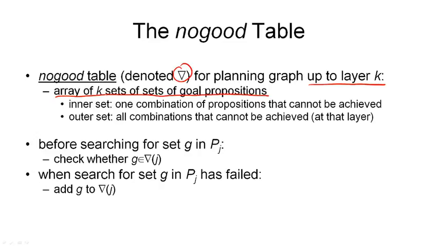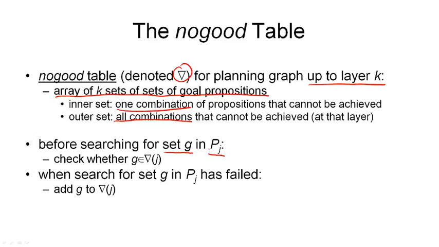And then in each layer we have a set of goal propositions. The inner set is one combination of propositions that cannot be achieved. So that effectively is a sub-goal, one search node that we've looked at before. The outer set are all the combinations that cannot be achieved at that specific layer. And there are really only two types of operations we need to do on this data structure, namely, before we are searching for a sub-goal G in our proposition layer Pj, what we do is we look in our no-good table to see whether we've encountered the sub-goal before.